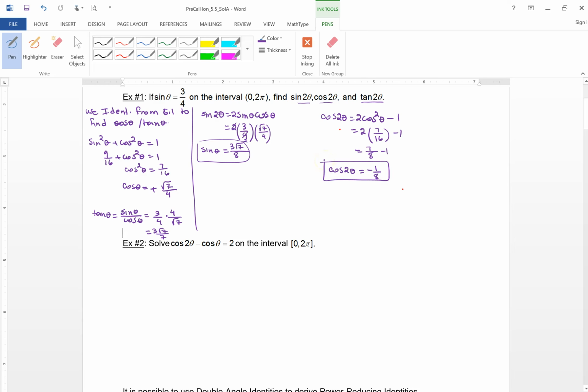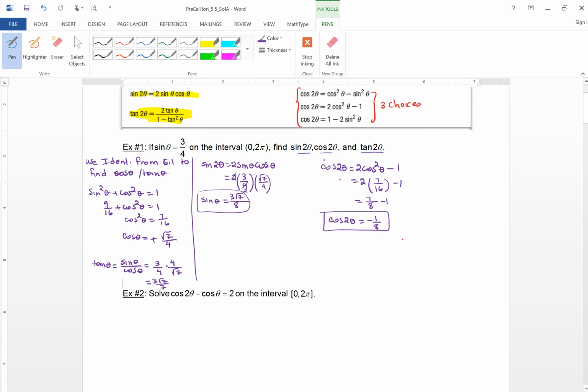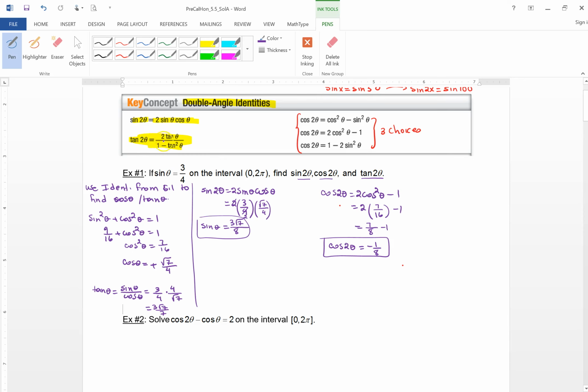Now, tangent of 2 theta, okay? You can either use this formula, this identity, all right? But if you've already got sine 2 theta, cosine 2 theta, you can just divide and get tangent 2 theta, okay? You use this when given tangent of theta only, all right? Now, that's not a law. You can definitely do that. It's just so much unnecessary arithmetic, okay?